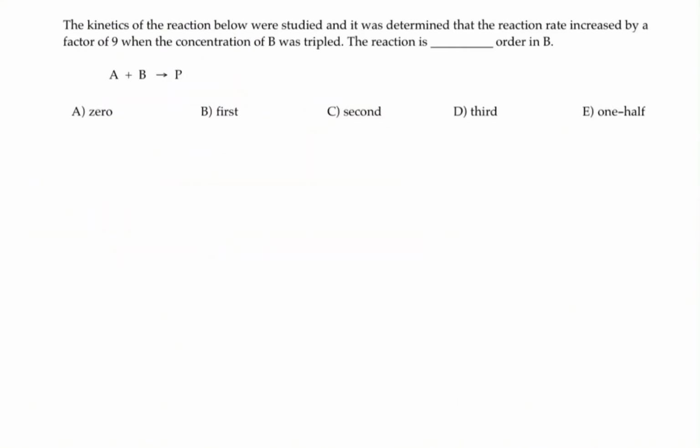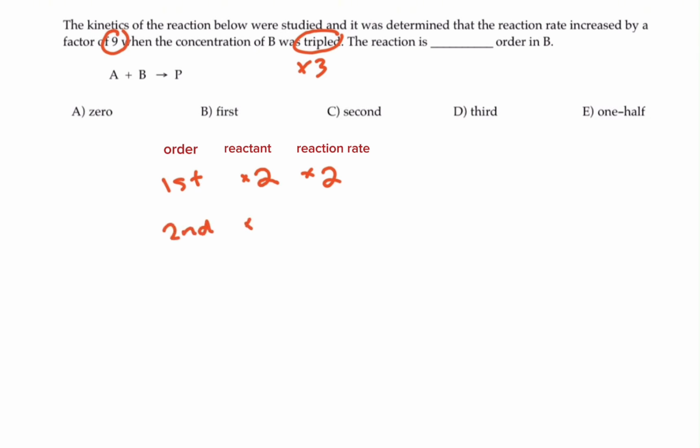The kinetics of a reaction below were studied, and it was determined that the reaction rate increased by a factor of 9 when the concentration of B was tripled, so by a factor of 3. The reaction rate is blank order in B. So basically what you need to know about the order of reactants is that if it is first order, then if you double the reactants, the rate will also double. If it's second order and you double the reactant concentration, the rate will get multiplied by 2 squared.